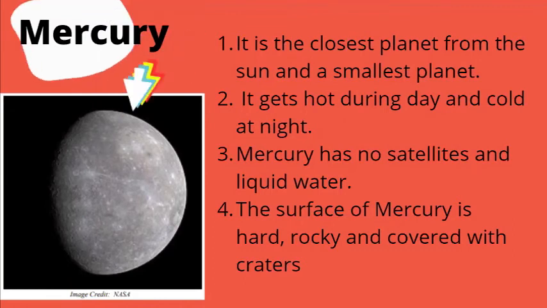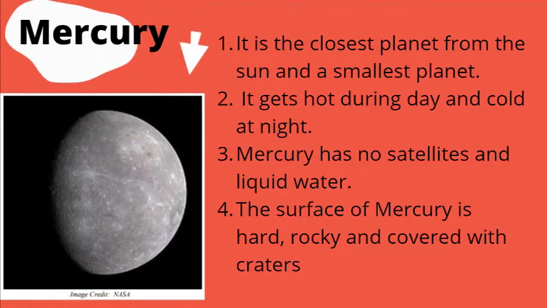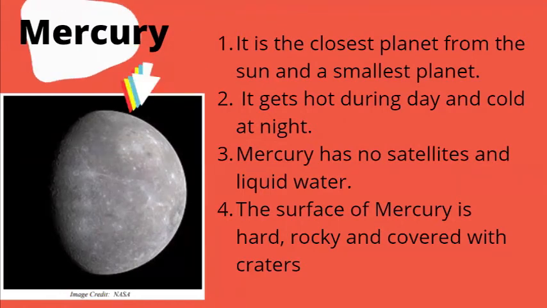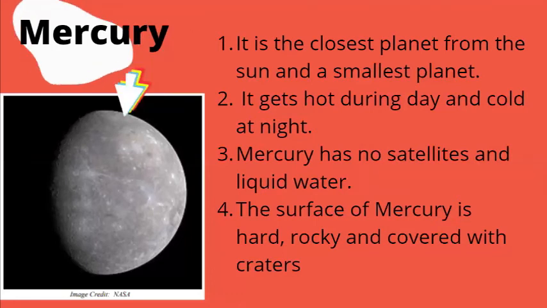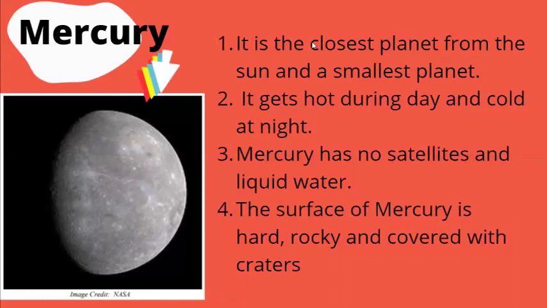This happens because there are no clouds and very little air surrounding the planet. The atmosphere helps to keep a planet warm when the sun is not shining. Mercury's very thin atmosphere cannot keep the planet warm at night. Mercury has no natural satellites. The surface of Mercury is hard, rocky, and covered with craters. It has cliffs and valleys just as Earth does. There is also no liquid water on Mercury.